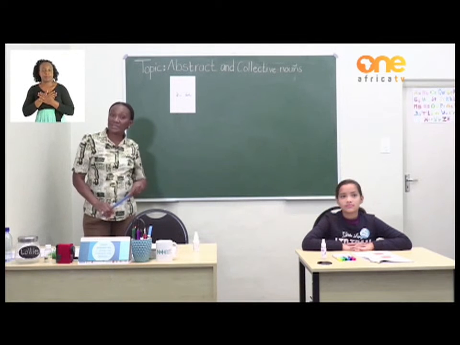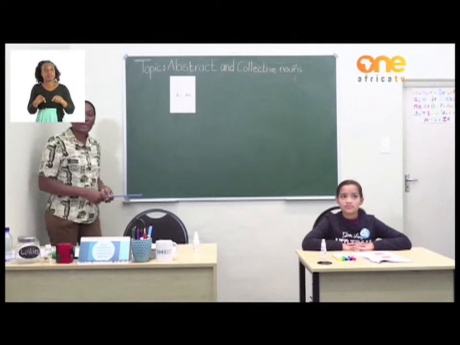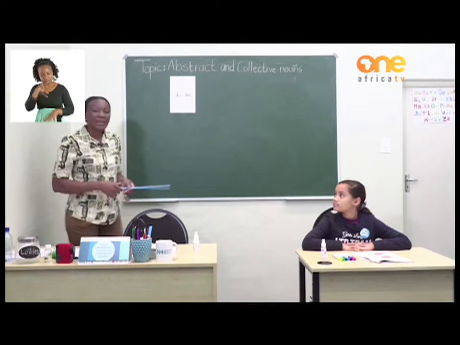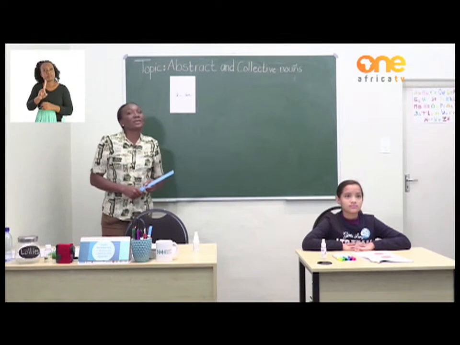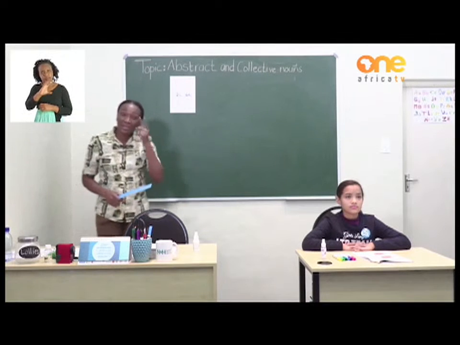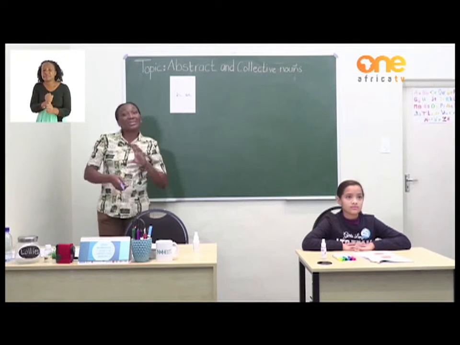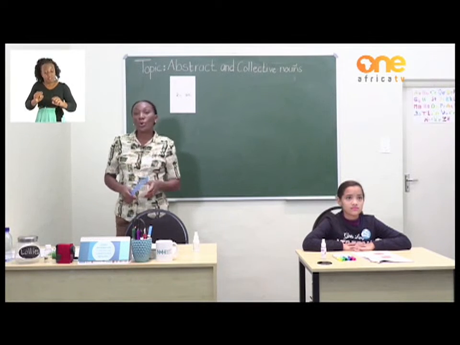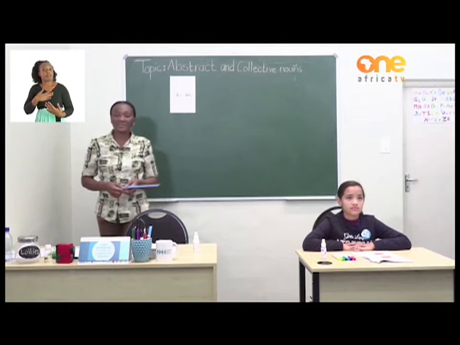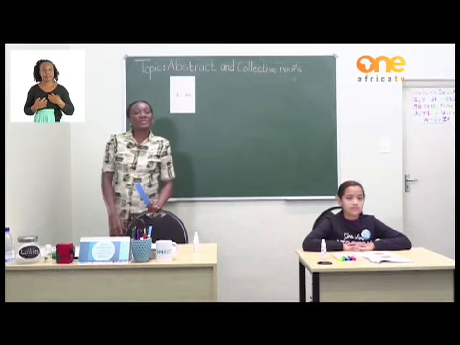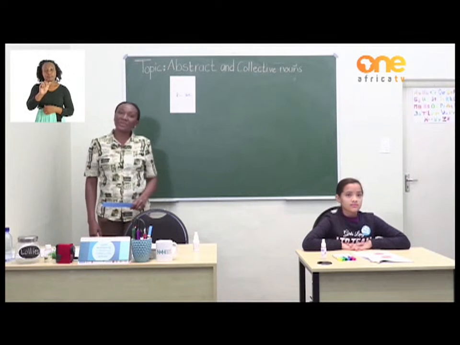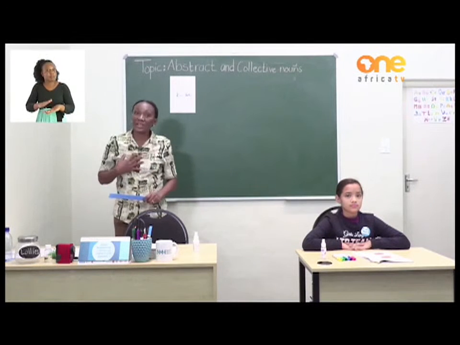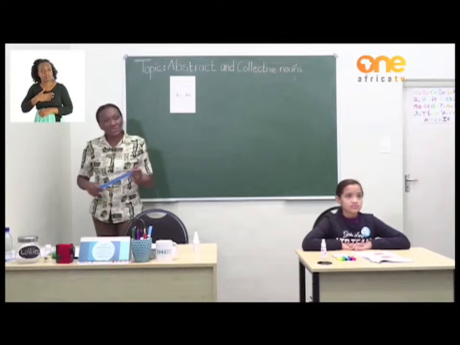Right. So today's lesson, we are going to talk about abstract nouns. What is an abstract noun, Chanel? An abstract noun is something that we cannot see or touch. It is often a feeling or an emotion. What did I just say? I said an abstract noun is something that we cannot see or touch. It is often a feeling or an emotion.